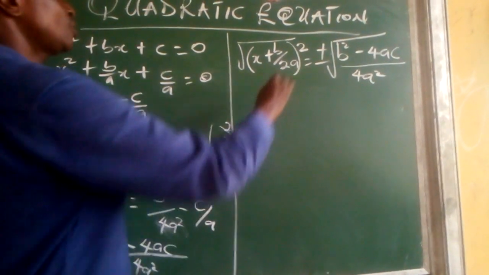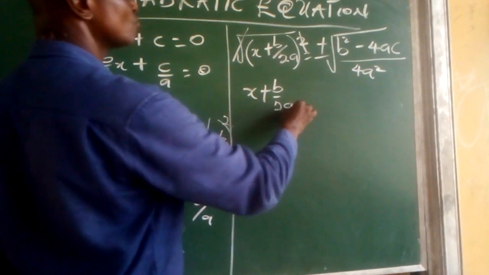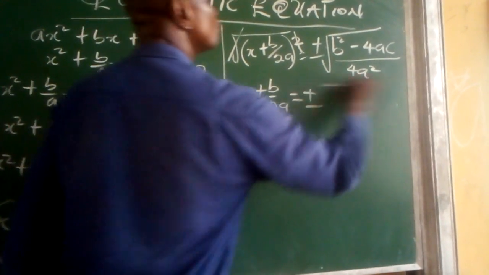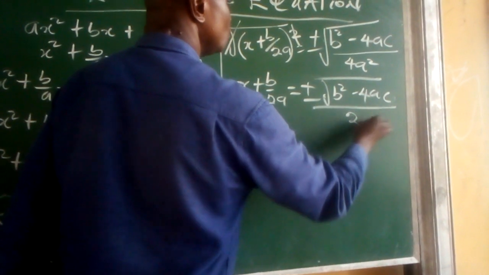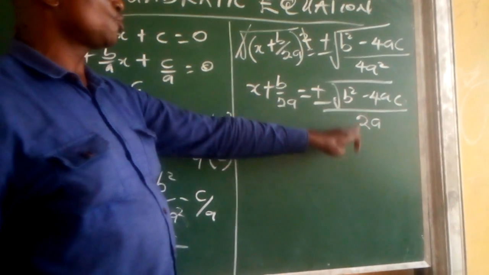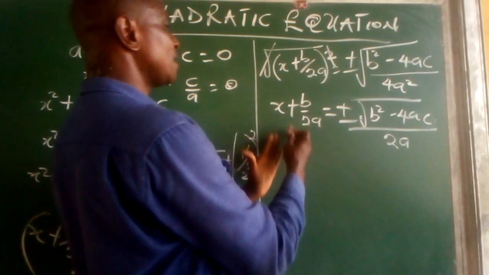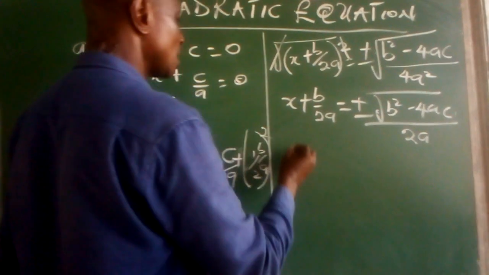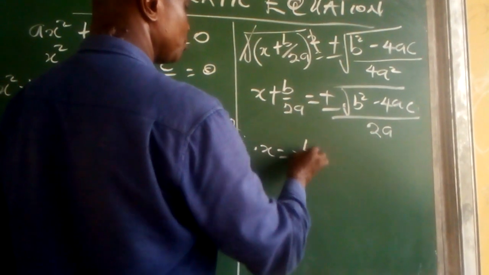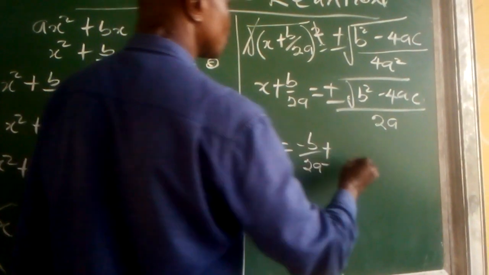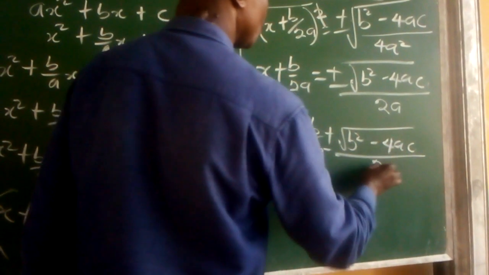Now, this square cancels the square root to give us x plus b over 2a is equal to plus or minus the root of b squared minus 4ac divided by 2a, as the square root of 4 is 2, and the square root of a squared is a. So we transfer plus b over 2a to the right hand side to now get, therefore, x is equal to minus b over 2a plus or minus the root of b squared minus 4ac all over 2a.